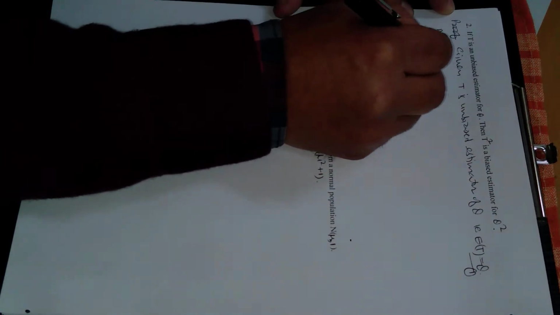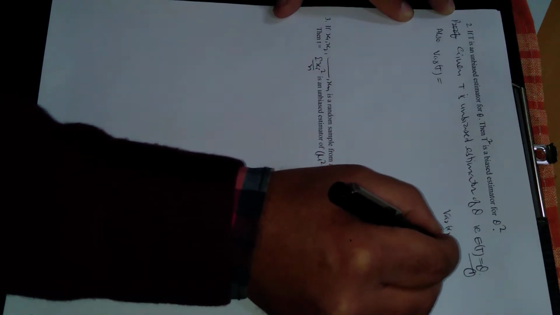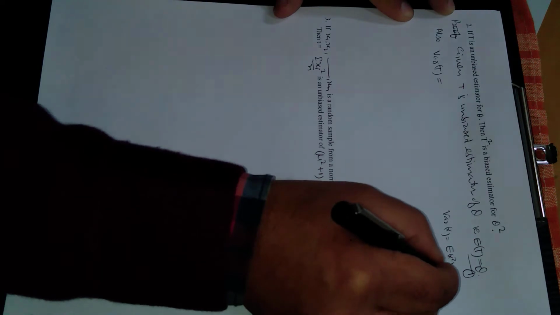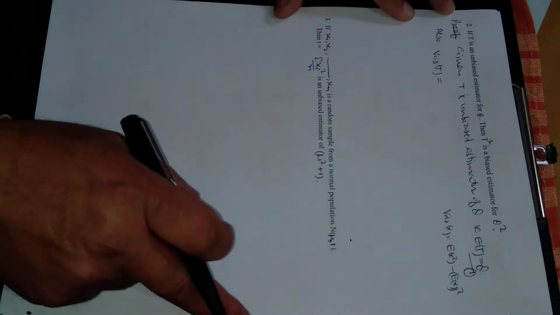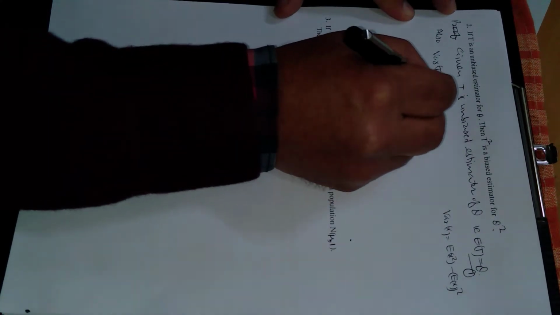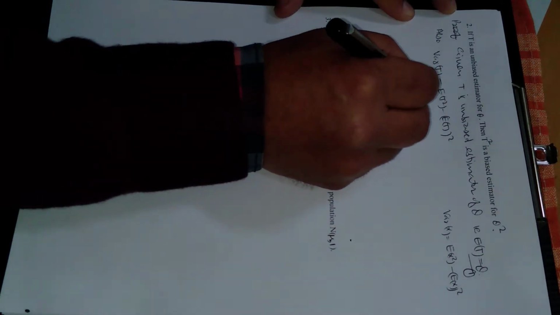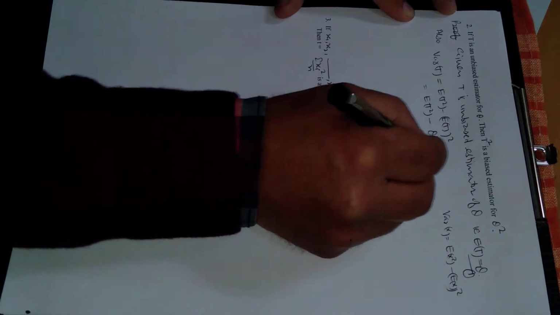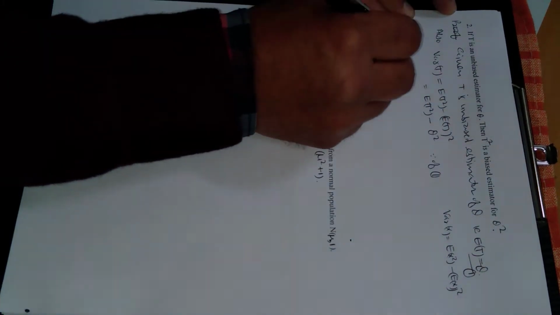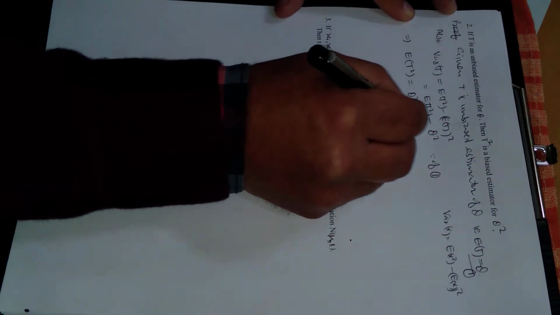Also, variance of T. Since we know variance of x is equal to E of x square minus E of x whole square, this is a known result. So variance of T, replacing x by T, will be E of T square minus E of T whole square. E of T square will be as it is. E of T from here is theta, so this will be theta square by equation 1. So from this equation, E of T square will be equal to theta square plus variance of T.